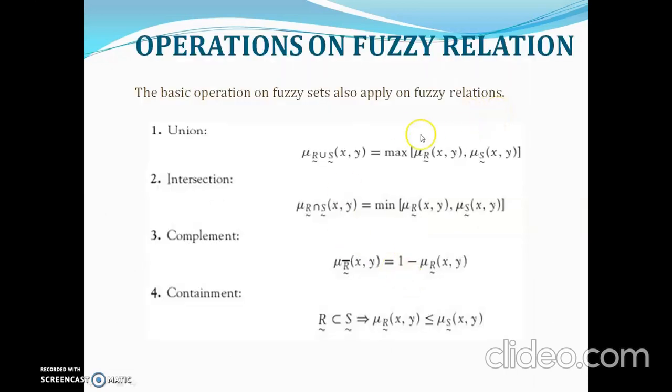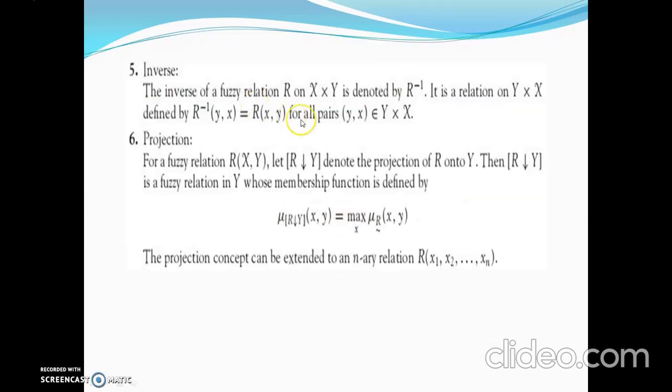Operations for the fuzzy set: we can apply the union, choosing the maximum value, apply the intersection, choosing the minimum value, go for a complement, or check containment. We can go for the inverse also, or transpose the matrix of R. X cross Y is equivalent to Y cross X, then R is equivalent to R inverse.